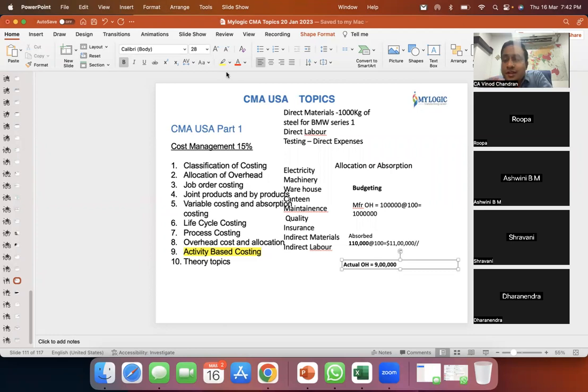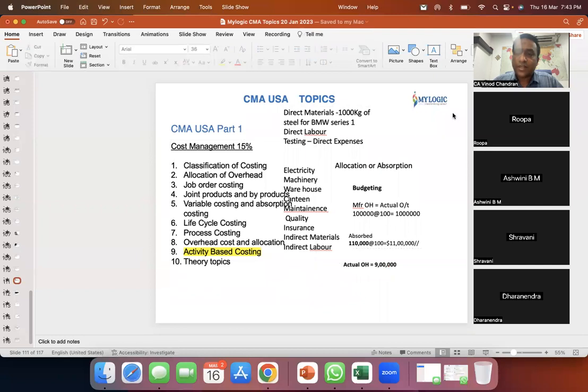Okay. Now listen. If I look at what was the absorption basis I considered here, the 1 lakh is nothing but actual output was the basis for my absorption. Now, sometimes I considered actual output, but sometimes it may be based on machine hours. I'll see how much my machine hours are. Budgeting would have been done based on machine hours.